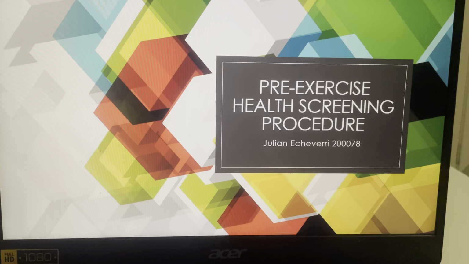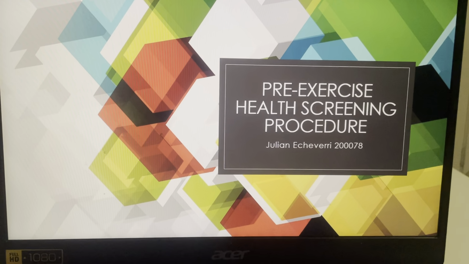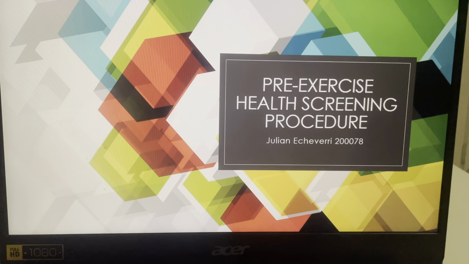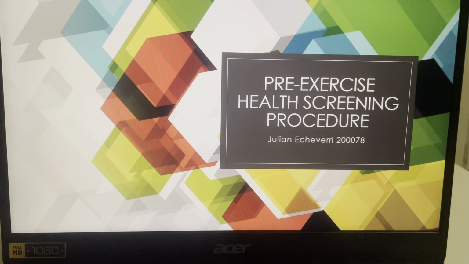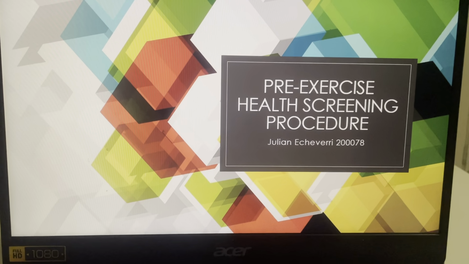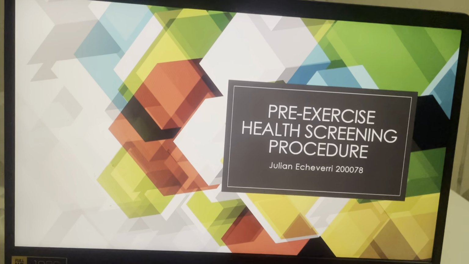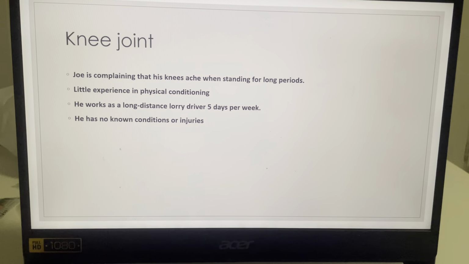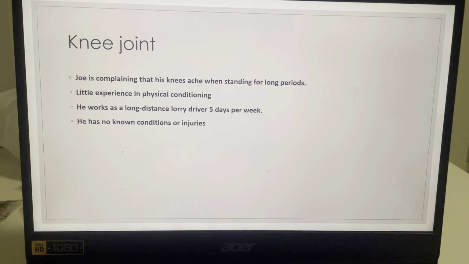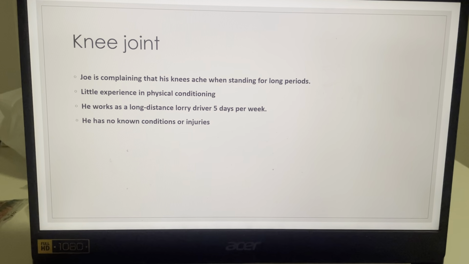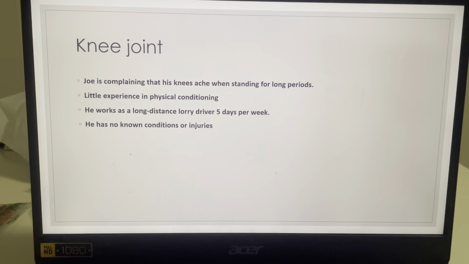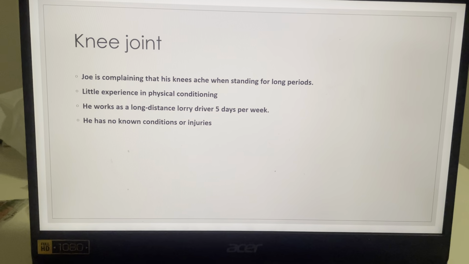So in this assessment, I will cover the case of Joe. We have to do the pre-exercise health screening procedure. Knee joint. John is complaining that his knees ache when standing for long periods. Little experience of physical conditioning. He works as a long-distance lorry driver 5 days per week. He has no condition or injuries.